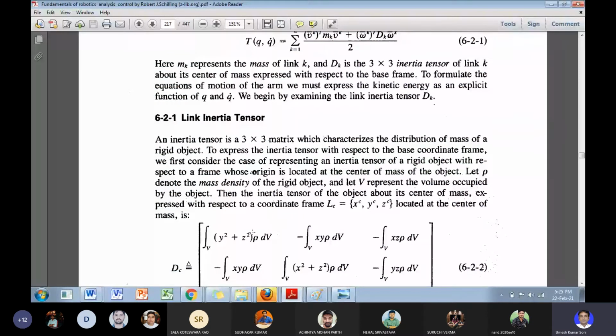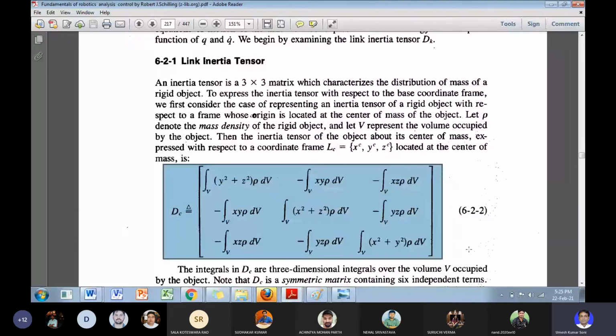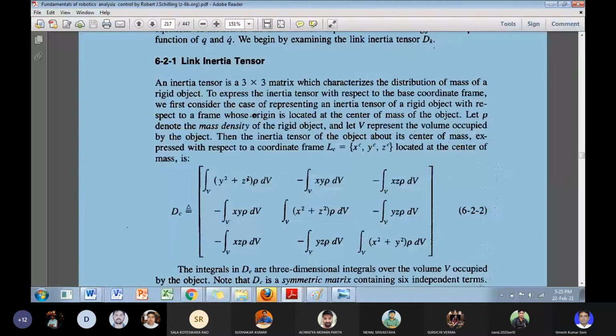So the integral of rho dv with respect to volume. Here this integral of rho dv represents the mass. And this is the total inertia tensor which is defined, and this is a symmetric matrix.